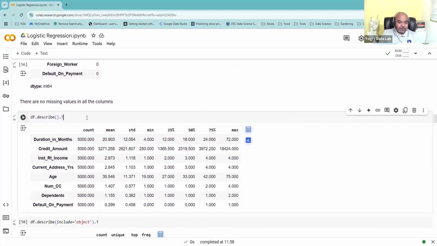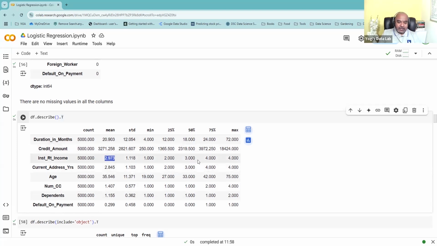When you look at the description, what does it show you? It shows you that on an average, the credit amount that is taken is 3,271, which is more than the median, which is 2,319, which means that the data is skewed towards the right. The duration is also slightly skewed towards the right because the mean is greater than the median.